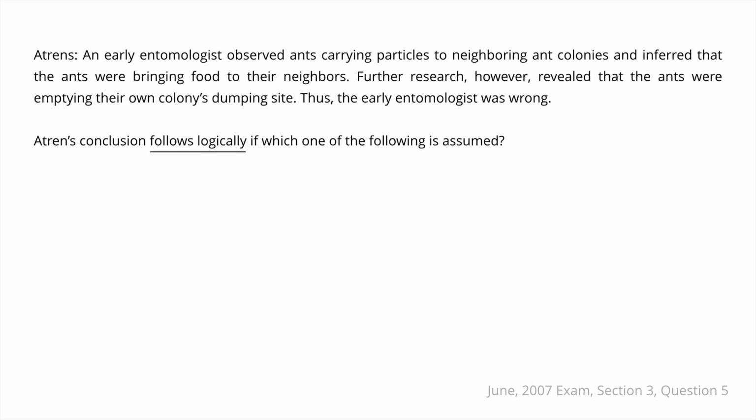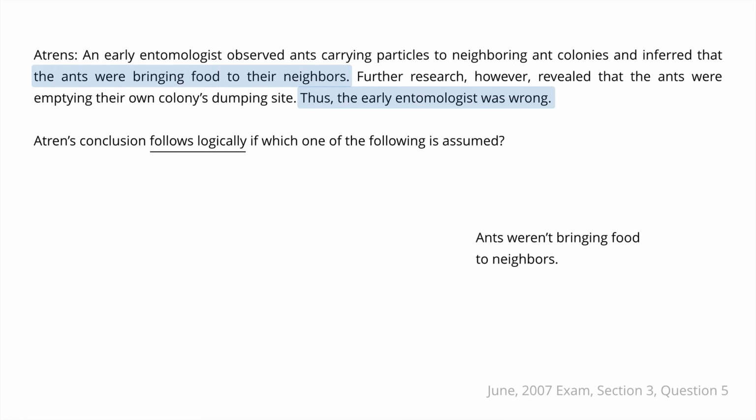They make it just a little bit difficult for us, as they commonly do, by splitting the conclusion up, right? The author's point is that the early entomologist was wrong. And in order to know what he means by that, we have to look back and see what the early entomologist said, right? And he said that the ants were bringing food to their neighbors. Okay, so we can bring these things together to figure out that Atrin's main point is that the ants were not bringing food to their neighbors.